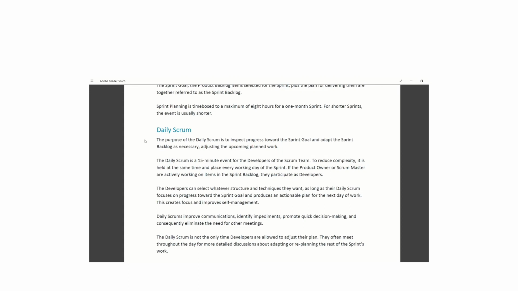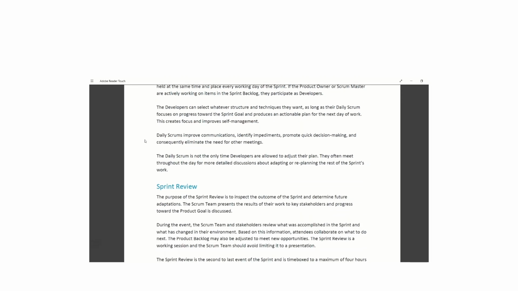The daily Scrum is a 15-minute event for the developers of the Scrum team. To reduce complexity, it is held at the same time and place every working day of the sprint. If the product owner or Scrum Master are actively working on items in the sprint backlog, they participate as developers.